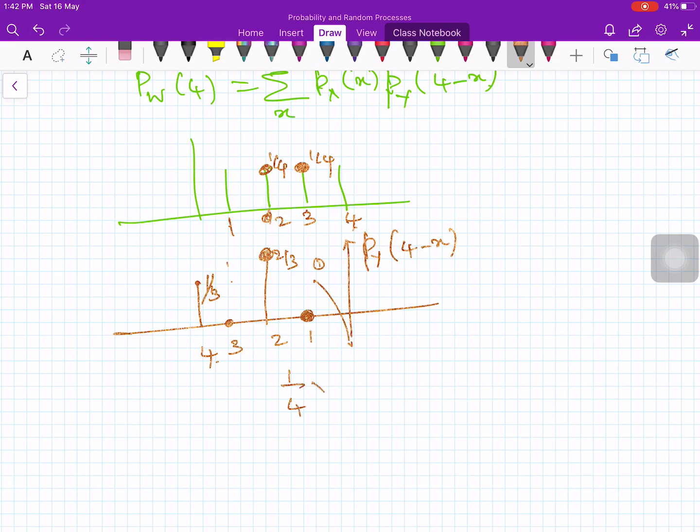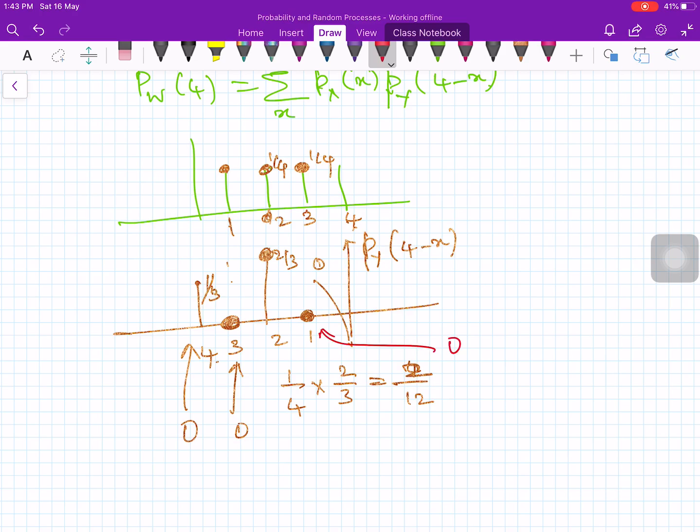Okay, and this one is 1 by 4, and this one is 2 by 3. Therefore 1 by 4 times 2 by 3, which is equal to again 2 by 12. Okay, and again this point is 0, and this point is 1 by 4. If you do the multiplication, this gives 0, and the contribution from here also 0, right? And let me change the color. The contribution from here also 0. Therefore 0 plus 0 plus 2 by 12 plus 0, which is equal to 2 by 12.